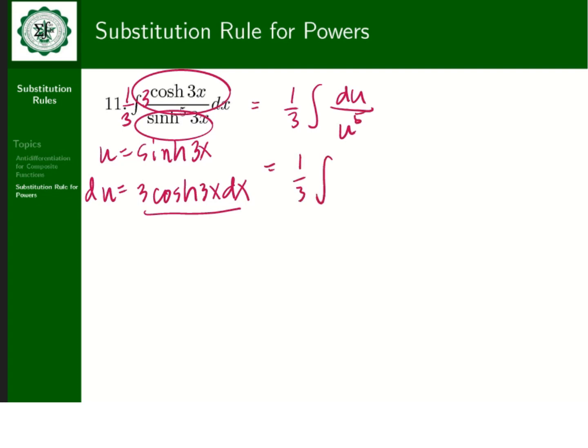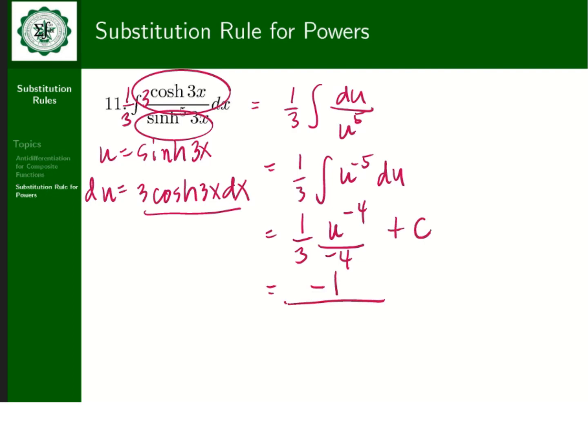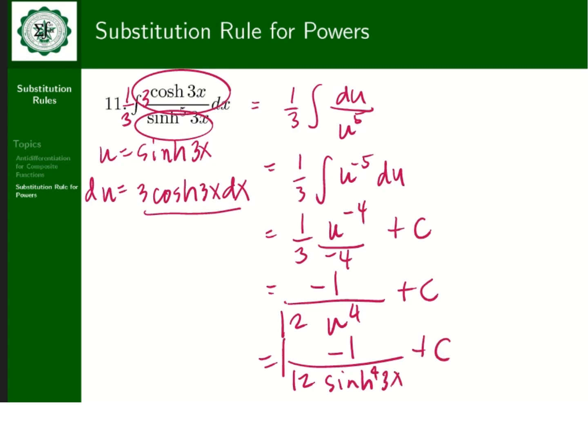Transforming, we have 1/3 times the integral of u raised to negative 5 du, and this is 1/3 u raised to negative 4 over negative 4 plus c, and this is the same as negative 1 over 12 u raised to 4 plus c. And then back substitution, we have negative 1 over 12. We replace u by sinh of 3x, and then put 4 plus c.